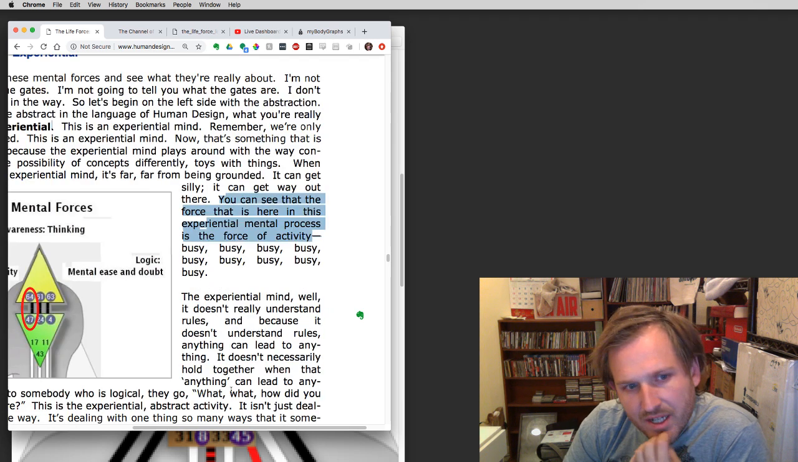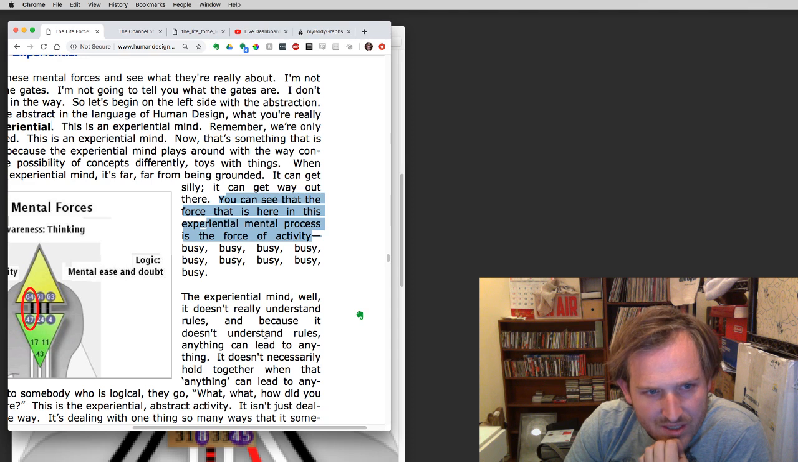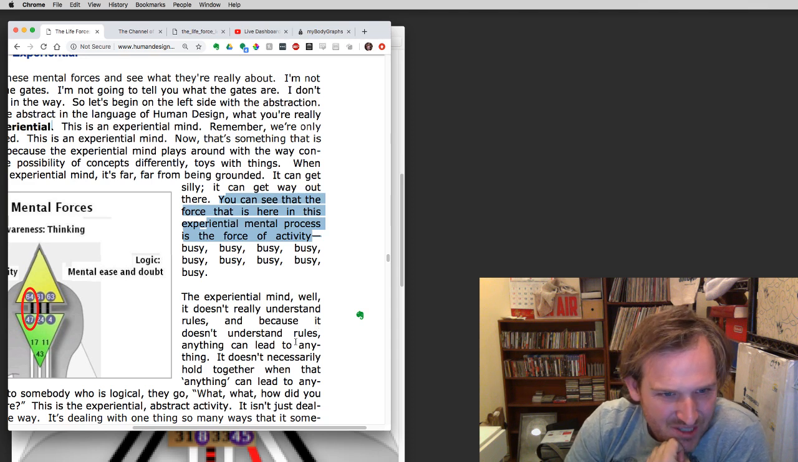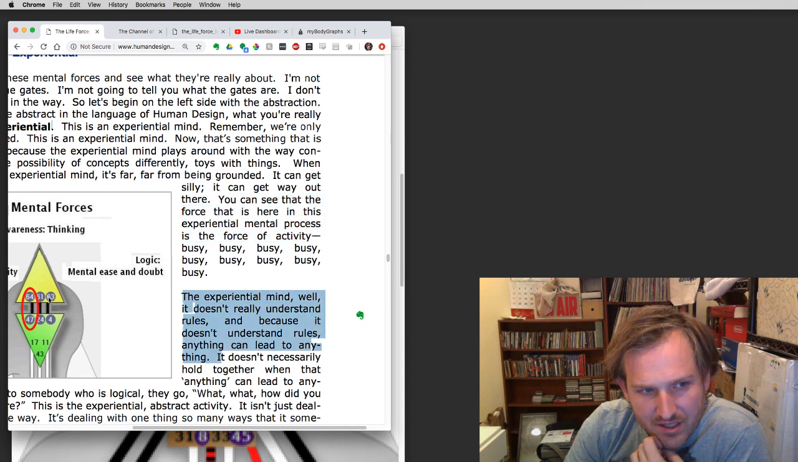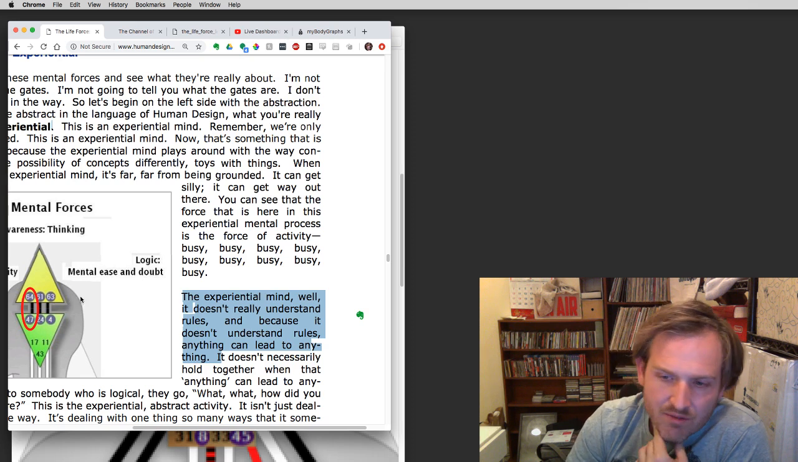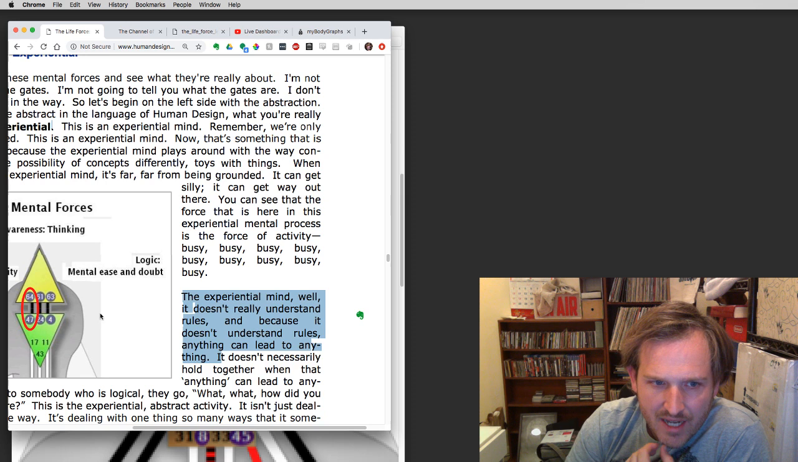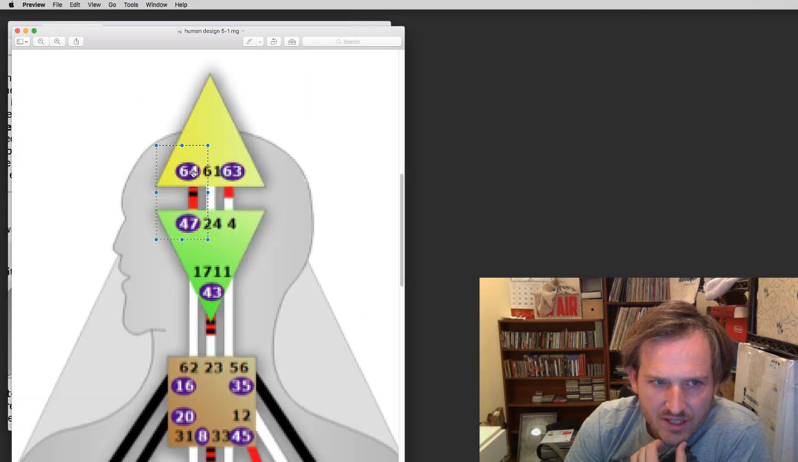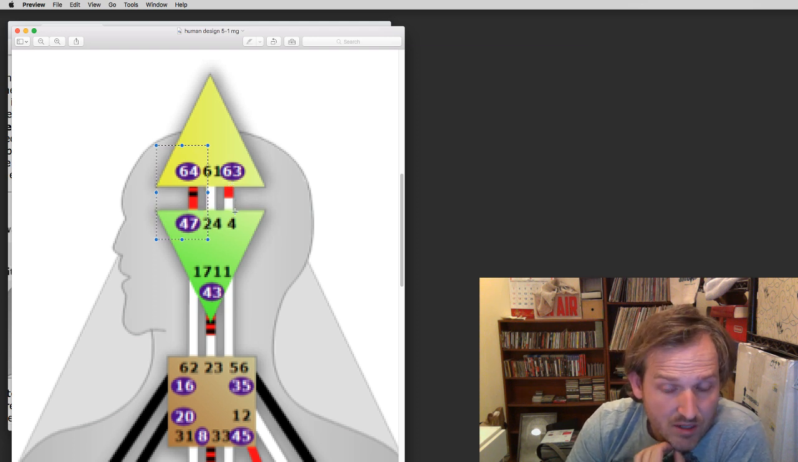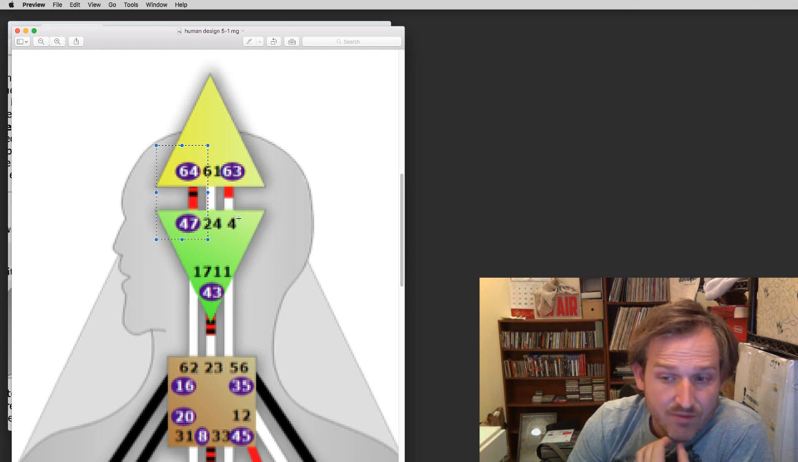The experiential mind doesn't really understand rules. Because it doesn't understand rules, anything can lead to anything. So it's so interesting. It's so different from logic. Now, you do have gate 63, which is a logical gate, and you have the logical format channel. But again, because you have this channel activated, the channel is really the life force. The channel is very powerful. This gate plugs into people who have gate 4, and then the logical side comes out more. Like, I have gate 4.